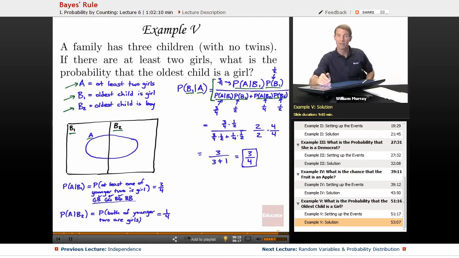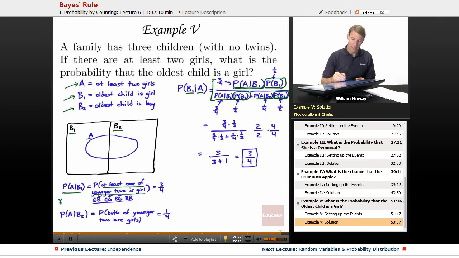And I wanted to fill in those probabilities, and that's probably the trickiest part here. The probability of B1 is the probability that the oldest child is a girl. No problem, that's 1/2. And the probability that the oldest child is a boy is also 1/2. But now A given B1, that's a little trickier, and that's what I was working out here. That says, what's the probability of getting at least 2 girls given that the oldest child is a girl? So if the oldest child is guaranteed to be a girl, to get at least 2 girls, you have to get at least 1 girl in the next 2 children. So at least one of the younger 2 children must be a girl.